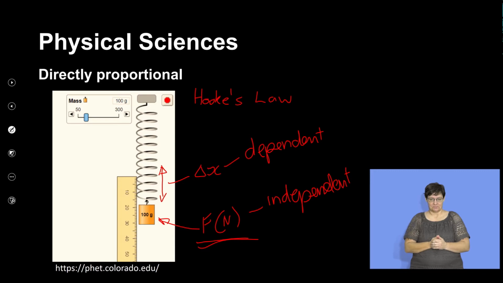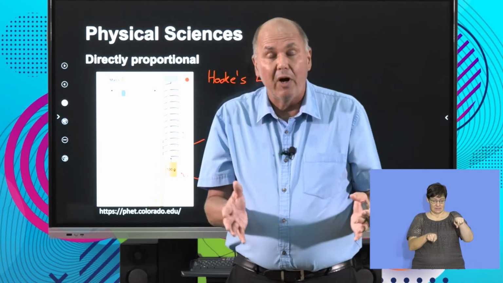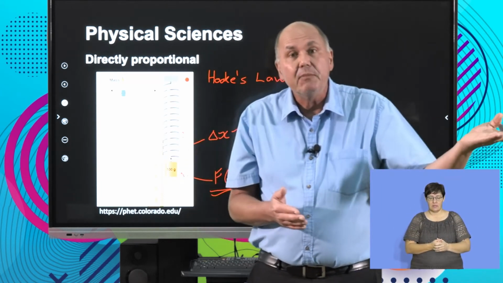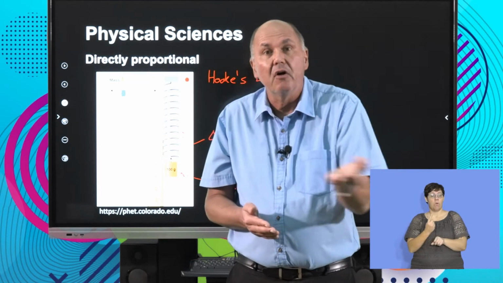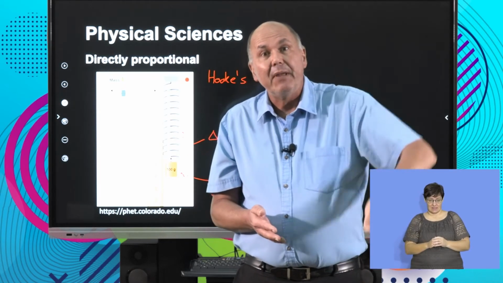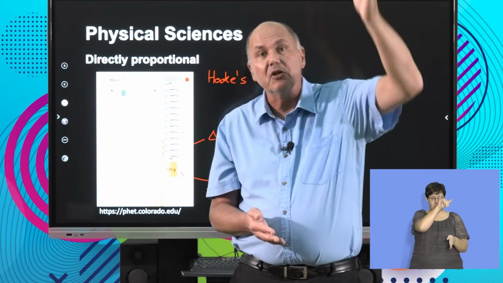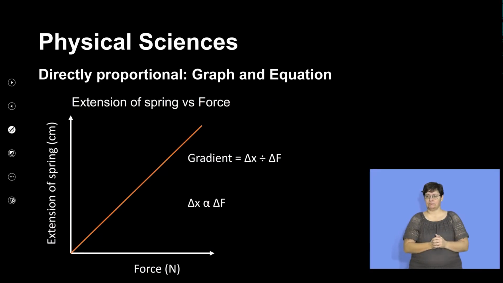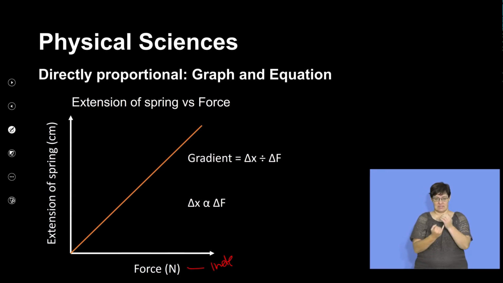Now, if we've got an independent and a dependent variable, and we're going to draw a graph of that, where do they go? Well, you need to remember this. The independent variable always goes onto the horizontal axis. The dependent variable always goes onto the vertical axis. So when we draw the graph, we're going to draw it like this, where we say the force, that's the independent, and this one is the dependent.